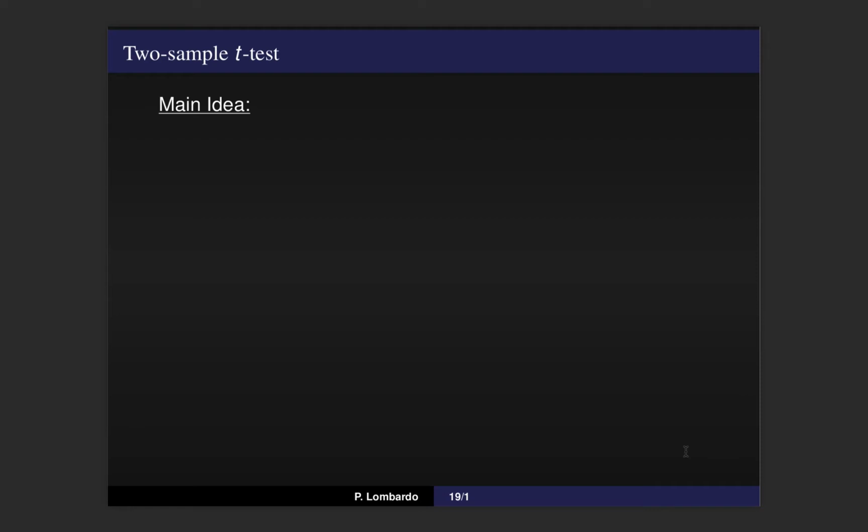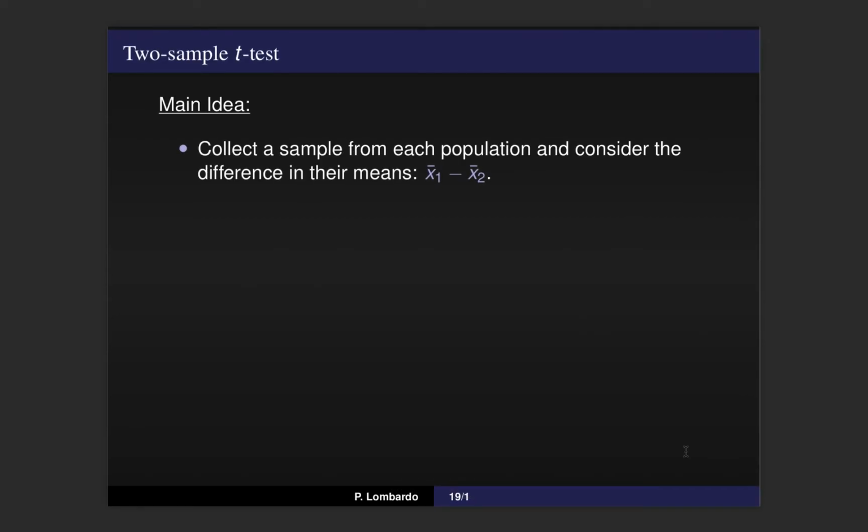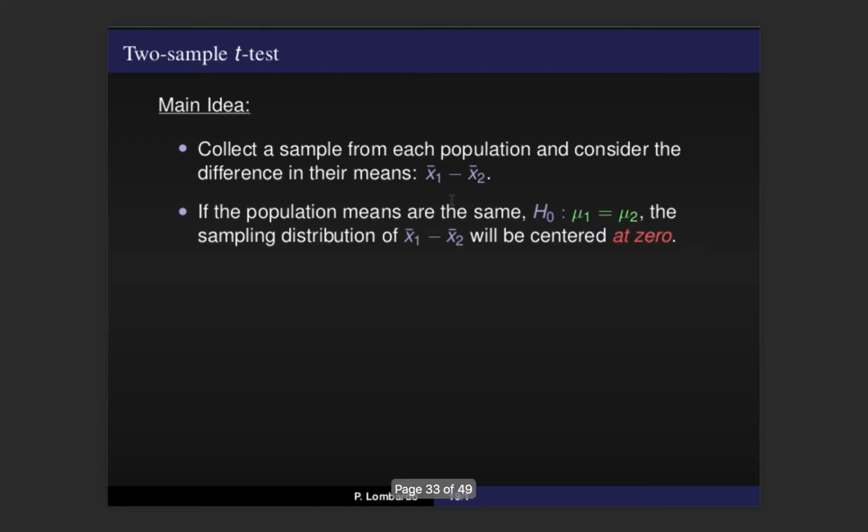So here's our main idea. We're going to collect a sample from each population. X bar sub 1 is going to be the sample mean from the first population. X bar sub 2 will be the sample mean from the second population. And if we operate under the assumption, the null hypothesis, that the population means for these two different things are the same, then basically the sampling distribution of this difference of sample means will be centered at 0. We have a good R simulation for this, so let's take a quick break and take a look at what happens with this.